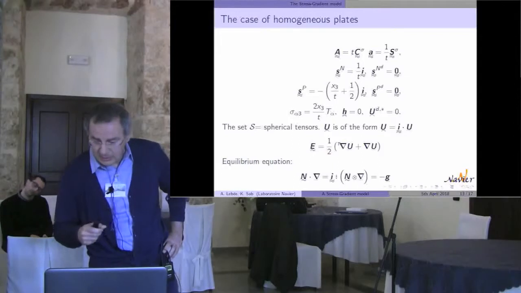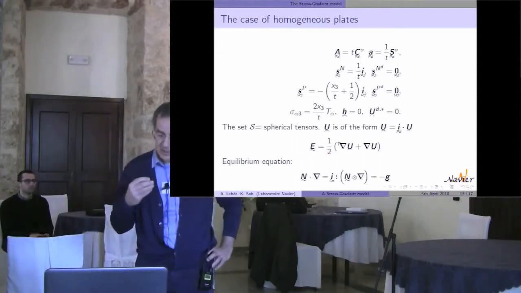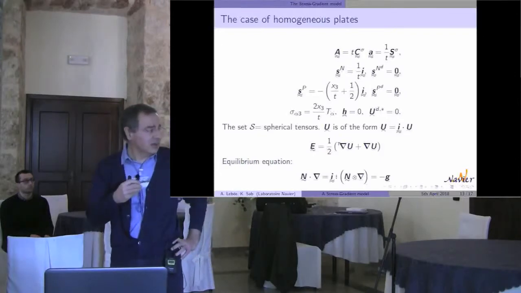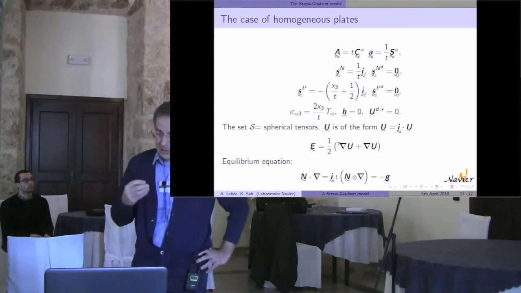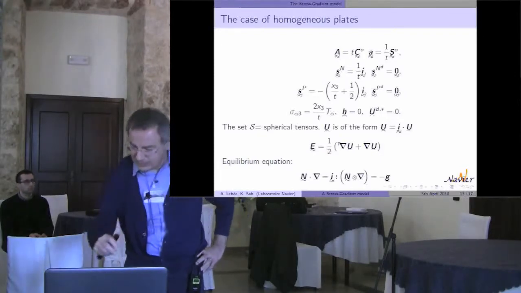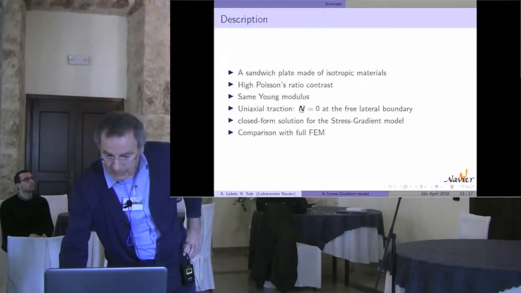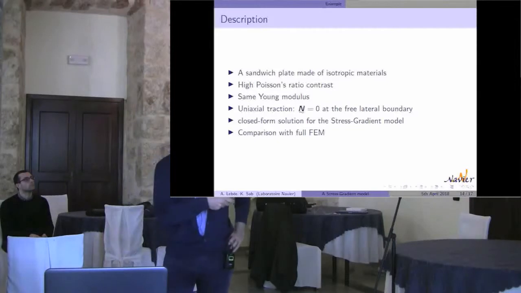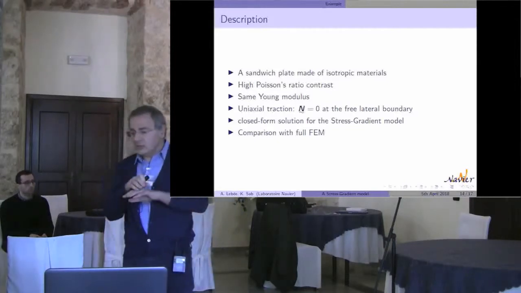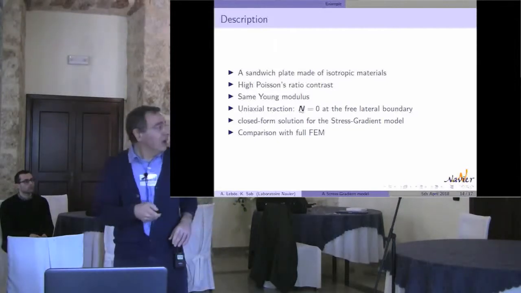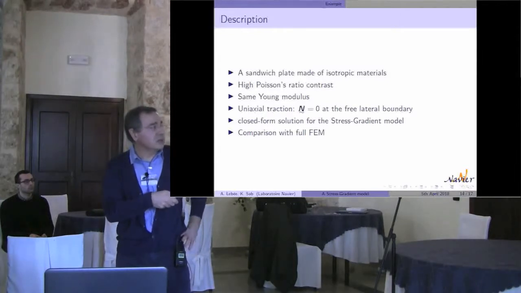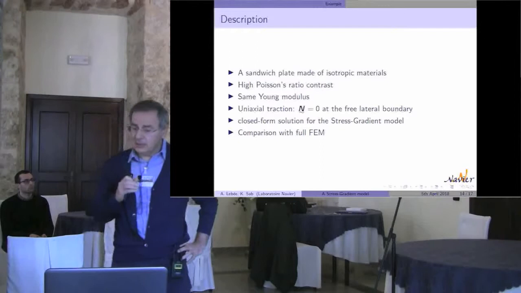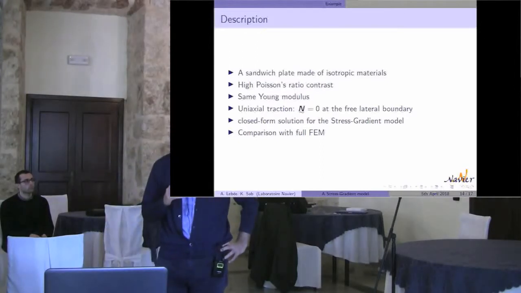So our model is really linked to heterogeneity of the material, and we wanted to check the prediction of this model on some examples. So we have considered a sandwich plate model made of isotropic materials with high Poisson ratio contrast and identical Young modulus.